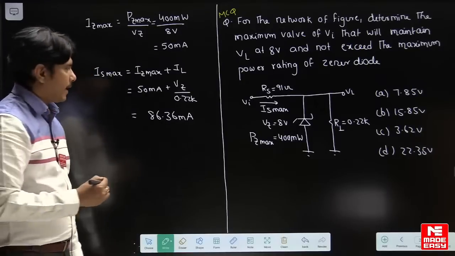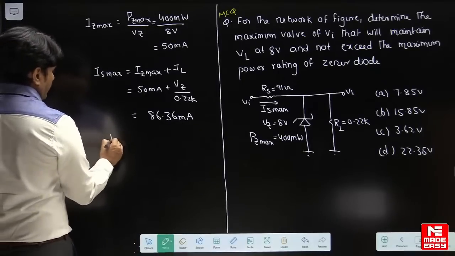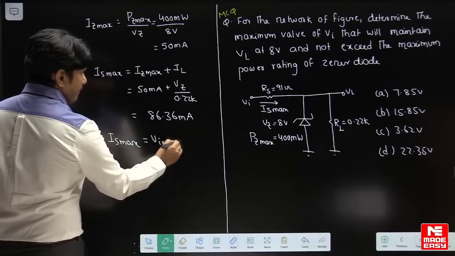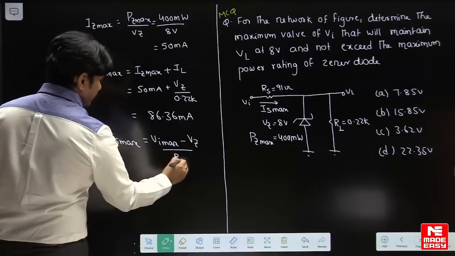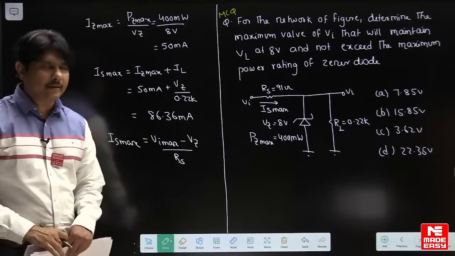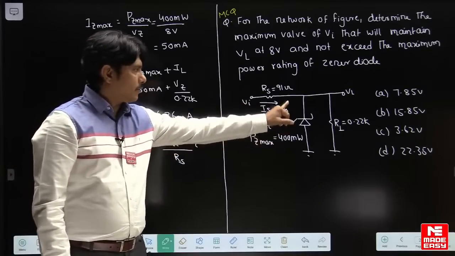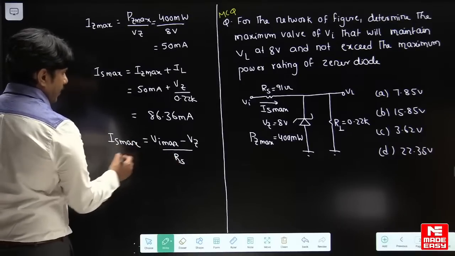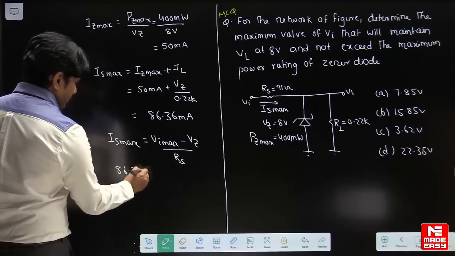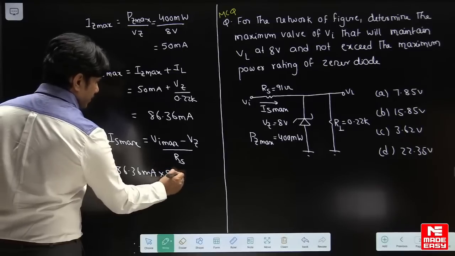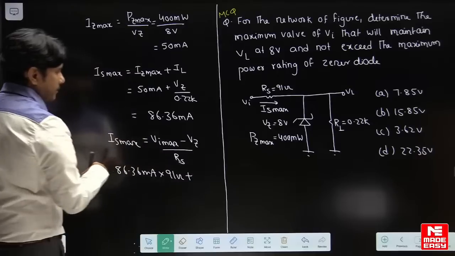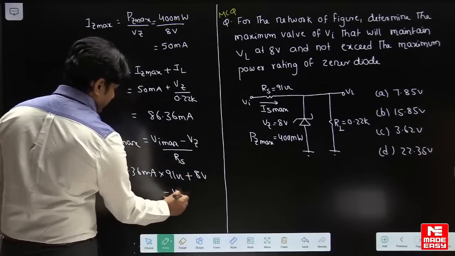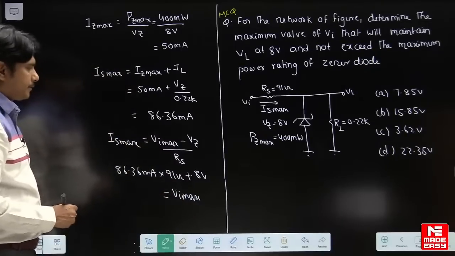When you know IS max, IS max is nothing but Vi maximum minus VZ divided by RS. This is the formula of IS max. Input maximum minus VZ, the constant voltage, divided by RS will give the IS max. So IS max into RS, first you multiply 86.36 milliamperes into 91 ohms, plus VZ will come this side. VZ is given as 8 volts, which will be equal to Vi max. So like this you can solve it.